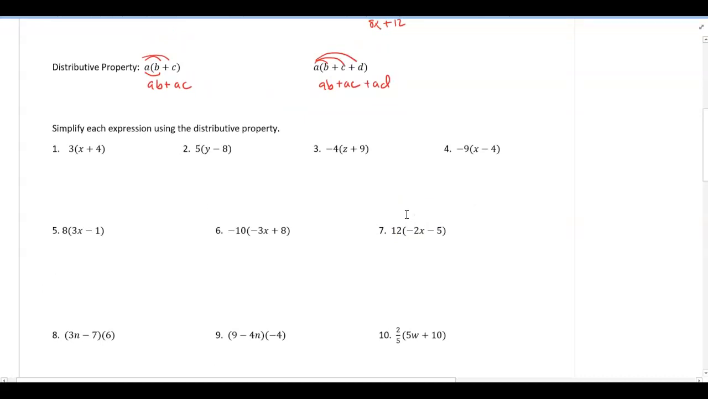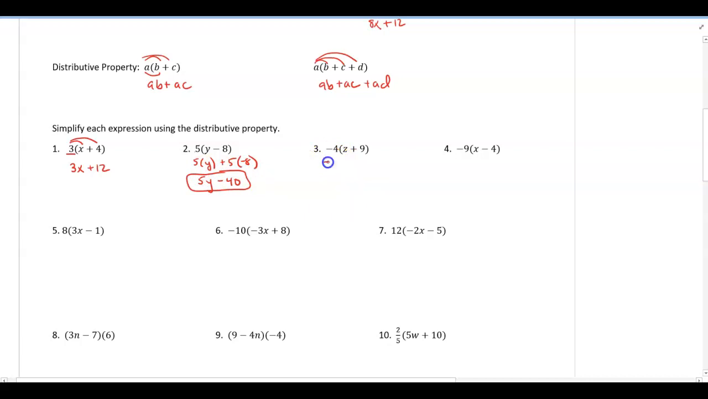So let's go ahead and use the distributive property to simplify the problems down below. So what am I distributing here? A 3. 3 times x is 3x. 3 times 4 is positive 12. To show the steps here, I'm basically doing 5 times y, then plus 5 times negative 8. That's what I'm distributing here. 5 times y is 5y. 5 times negative 8 would be minus 40.